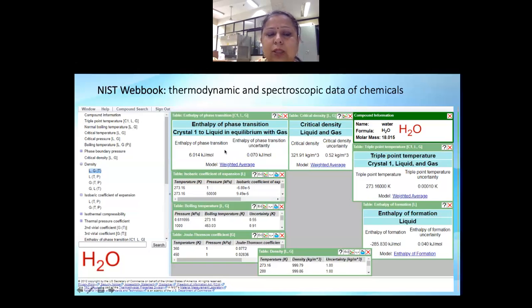So here, if you want to see the enthalpy of phase transition, critical density of liquids and gases, you can see the values. We have taken a simple molecule, water. You want to find out about its triple point temperature, enthalpy of formation, boiling point, coefficient of expansion, Joule-Thomson coefficient, density. All these physicochemical parameters can be found about a molecule on the NIST Webbook.